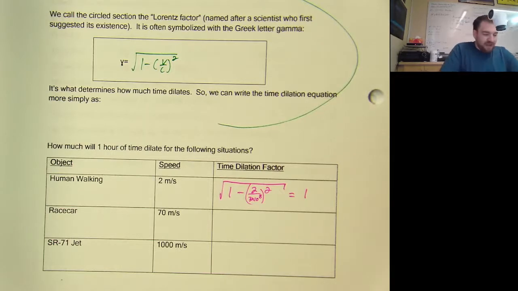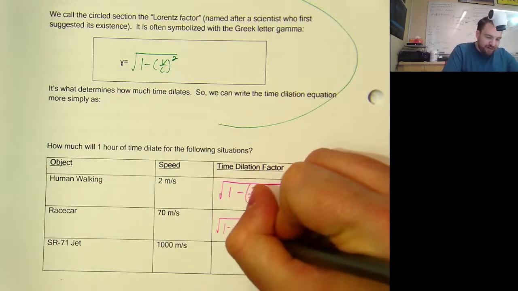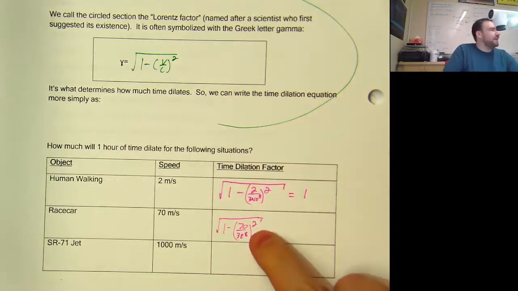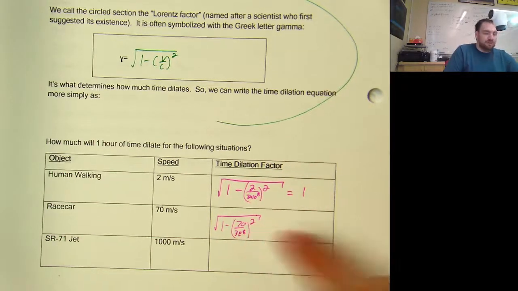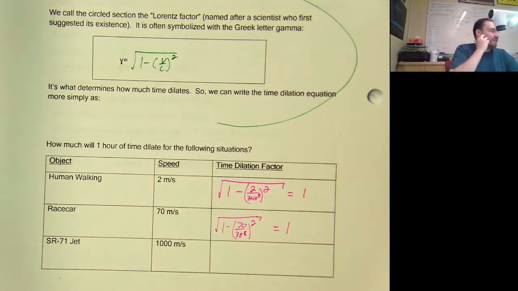Doesn't. Even as a race car, 70 over 3 times 10 to the 8, and then we're going to square that. It's the squaring it that makes it astronomically small. That's still going to be 1. In a race car, it doesn't really change. There's no active time dilation for an hour, really.